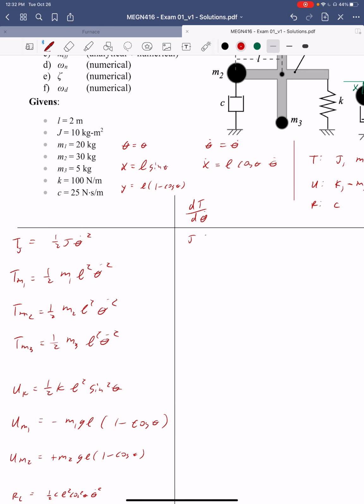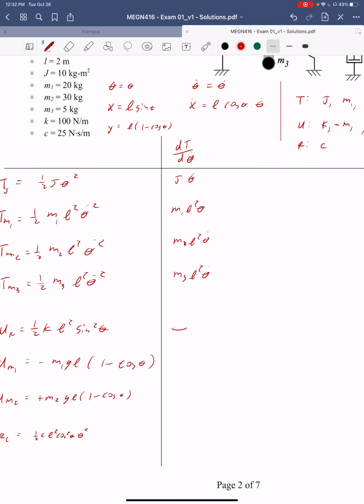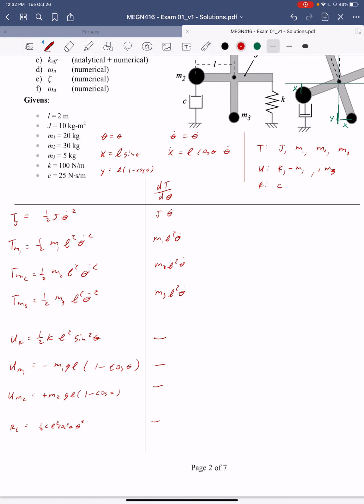And this just simplifies to J theta dot, M1 L squared theta dot, M2 L squared theta dot, M3 L squared theta dot. And then these aren't kinetic energies. So U is not a kinetic energy, it's a potential energy, so these are 0. Okay, so let's do the next column.